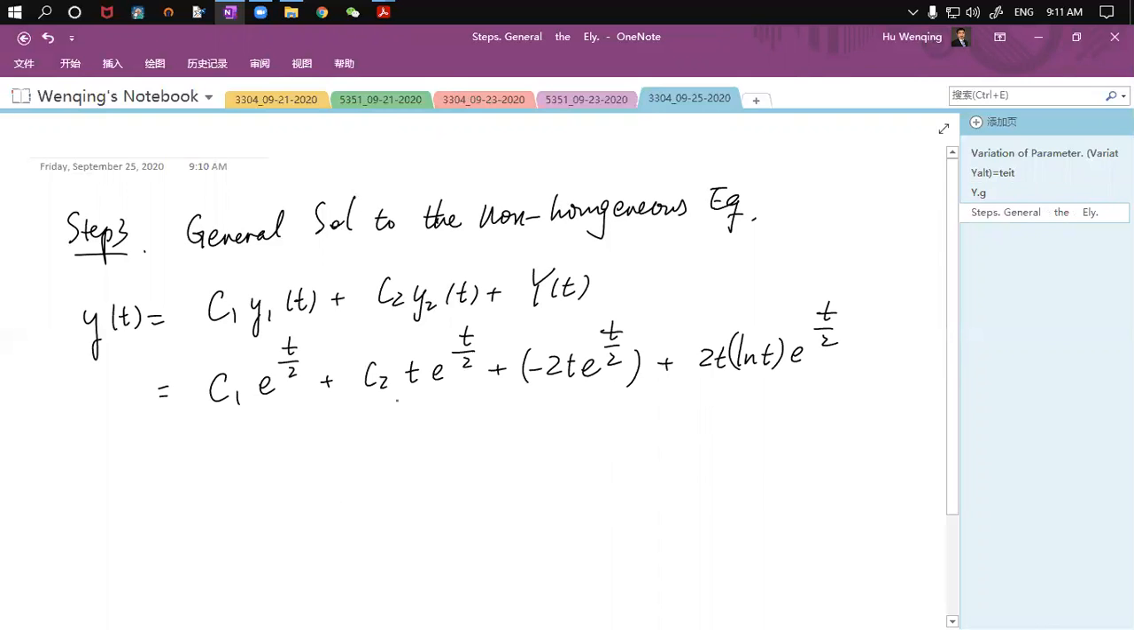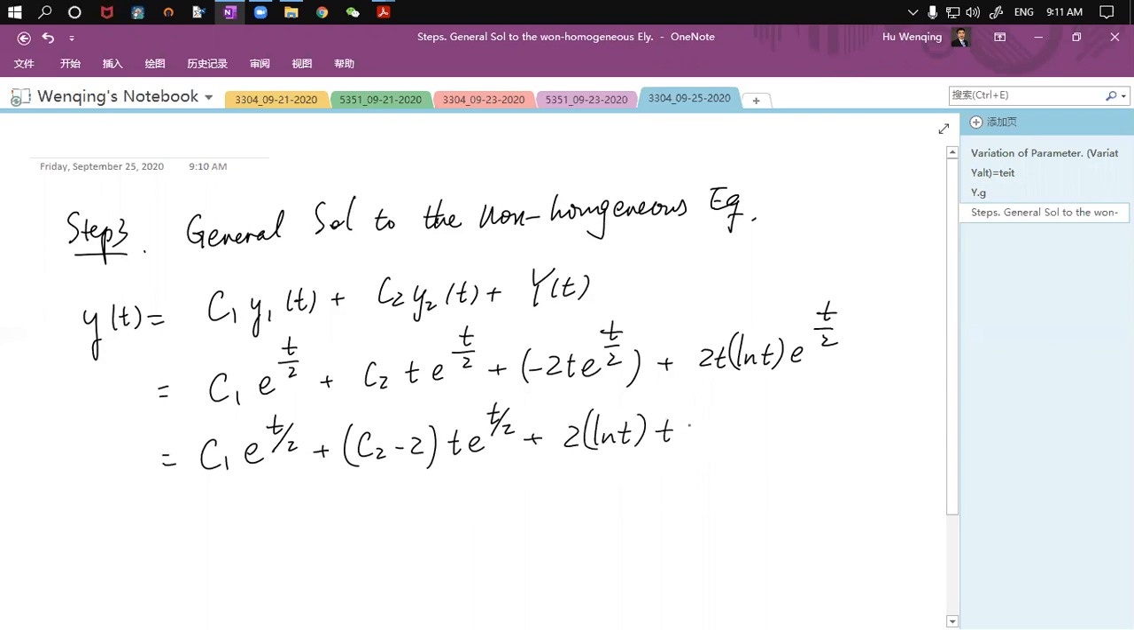So now you can see that in the end, it is written as C1 e power t over 2 plus C2 minus 2 multiplied by t times e power t over 2 plus 2 times logarithm of t multiplied by t times e power t over 2. So the C2 minus 2 is actually equal to another constant, maybe C2 tilde, if it is just another constant.